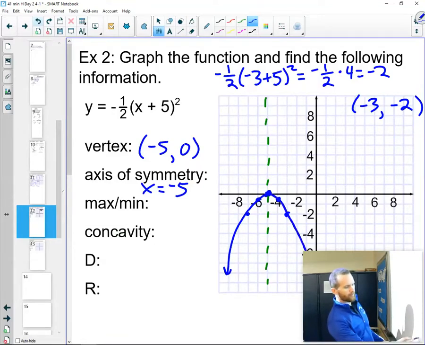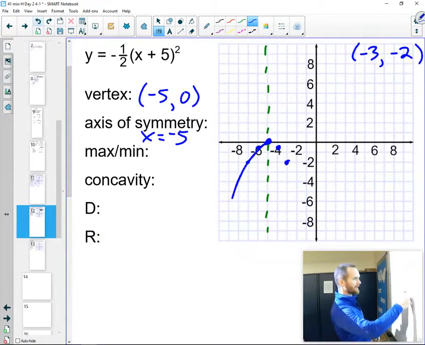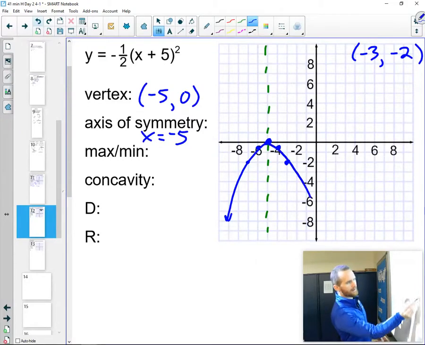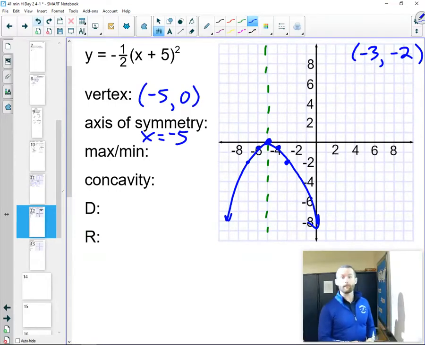I know the drawing's never going to be perfect, but just as long as we're relatively close. Actually, that second half looks kind of hideous. Let me try that part again. I think I can do better. There's one, and there's the other. I know it's still ugly, but at least we have 1, 2, 3, 4, 5 important points that are graphed there. All right, now maximum or minimum.